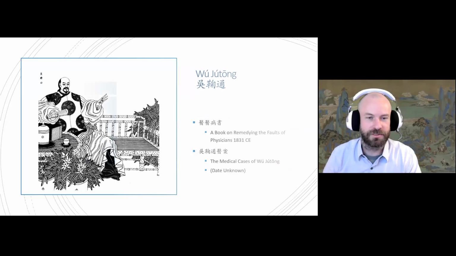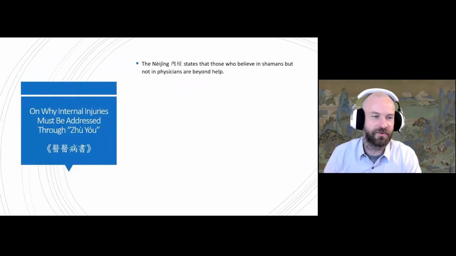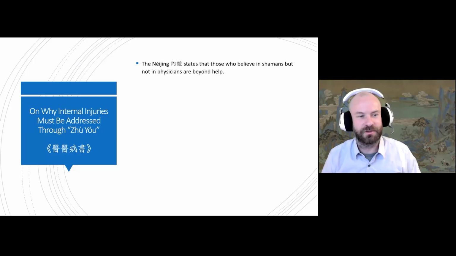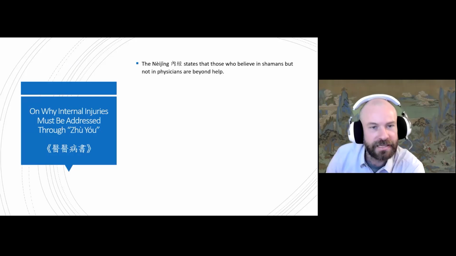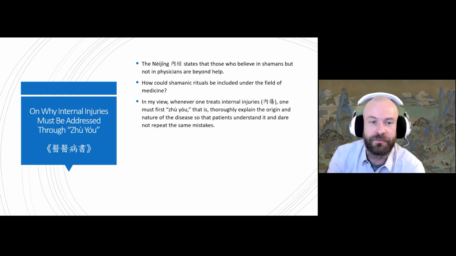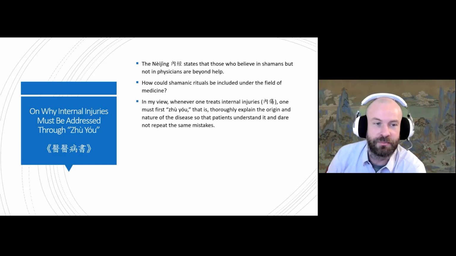So I thought I would just include this nice essay from his book on remedying the faults of physicians, where he talks about Zhu. And he says that the Neijing states that those who believe in shamans but not physicians are beyond help. How could shamanic rituals be included under the field of medicine? In my view, whenever one treats internal injuries, Neishang, one must first Zhu. That sometimes is translated as like a shamanic ritual.